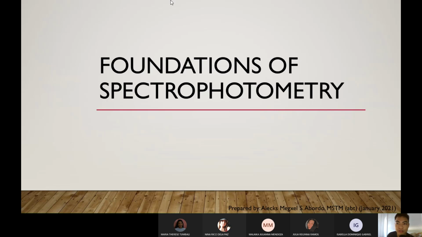Okay, so we are now on chapter 7, which is focused on the foundation of spectrophotometry. From the word itself, spectro means light, or spectrophoto meaning light, no? And then metry meaning measurement. So this is what we're going to do today. We are going to understand how we can measure things with light.